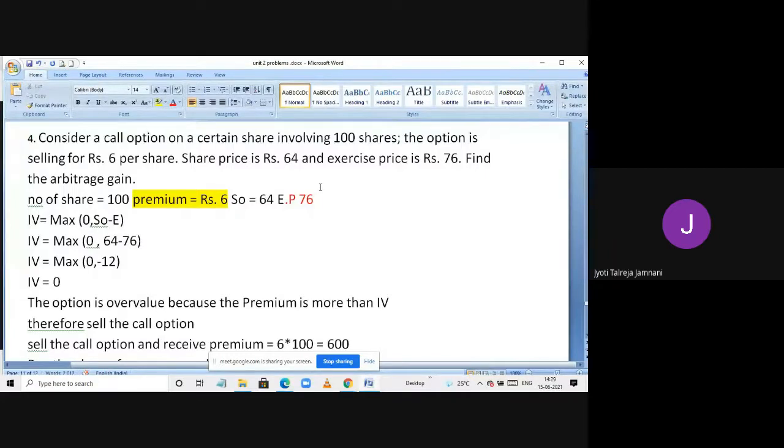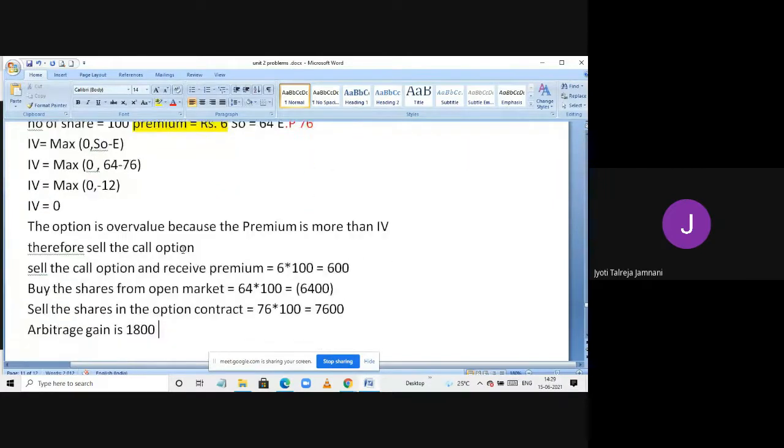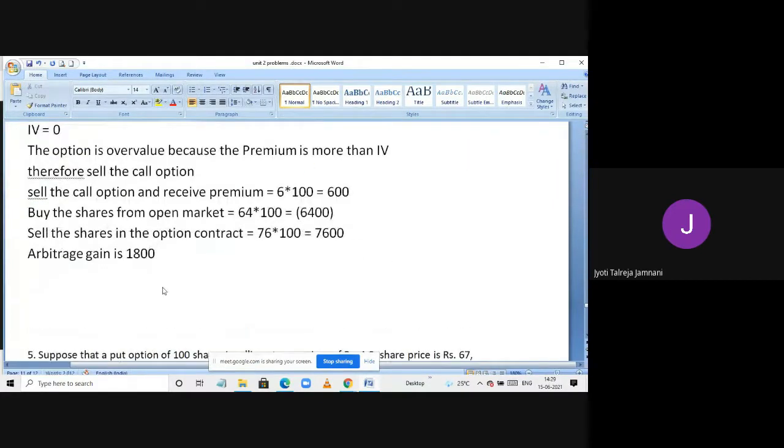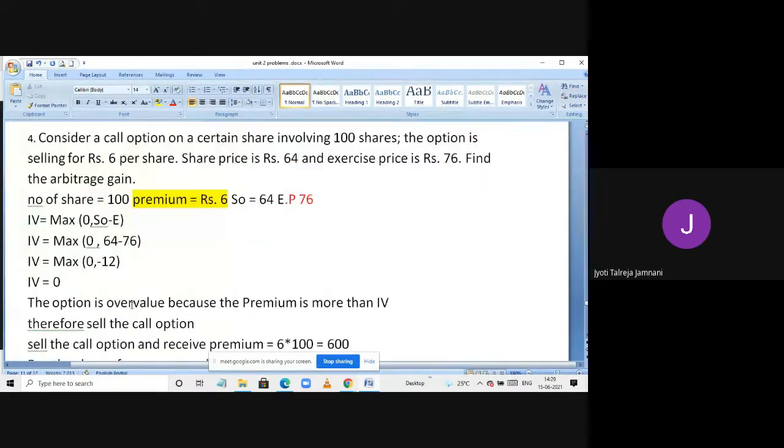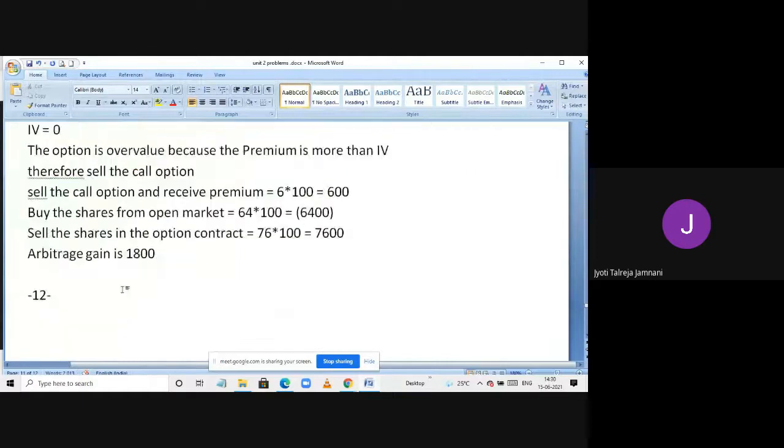Now if we apply the shortcut, just check if it is working. What we used to do: intrinsic value minus premium. So here intrinsic value is minus 12, right? Just try. Minus 12 minus premium, which was 6 rupees. Minus 12 minus 6 is how much? Minus 18. Into 100, if you do, how much gain are you getting?